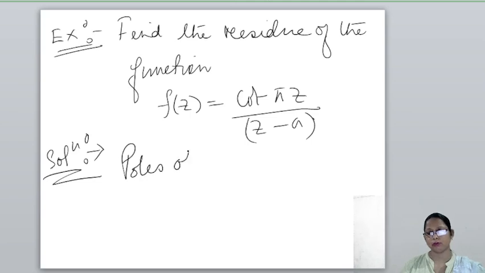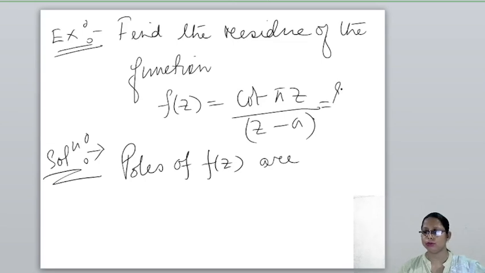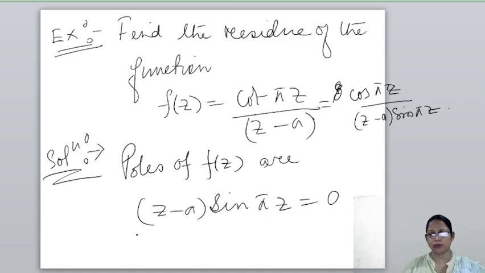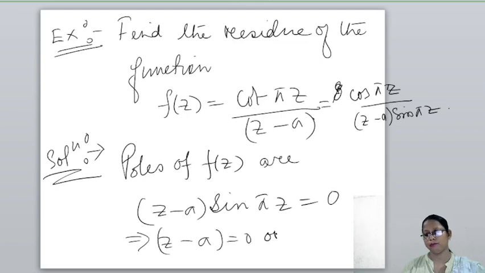Poles of f(z) are obtained by first writing this function in this form. This is cot, so this is cos(πz) by (z − a) sin(πz). Poles of f(z) are obtained by equating the denominator to 0. This implies z − a equal to 0, or sin(πz) is equal to 0. This implies z equal to a.